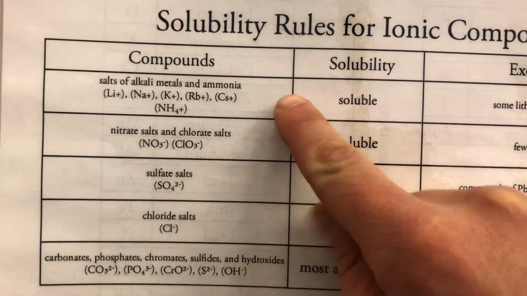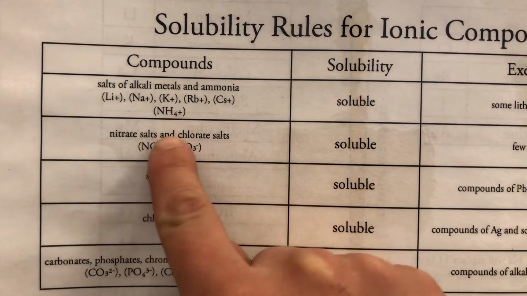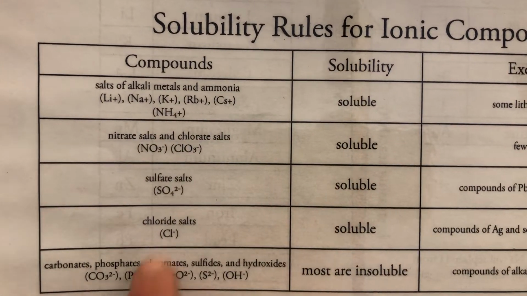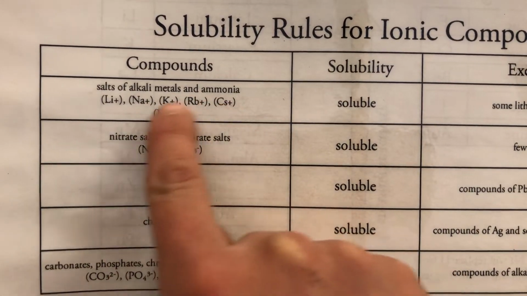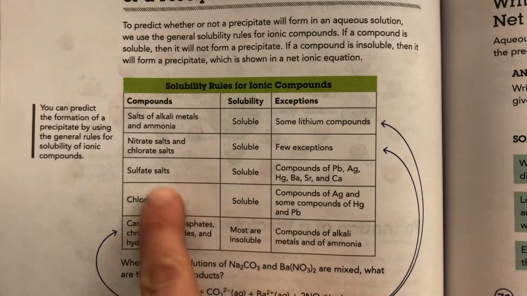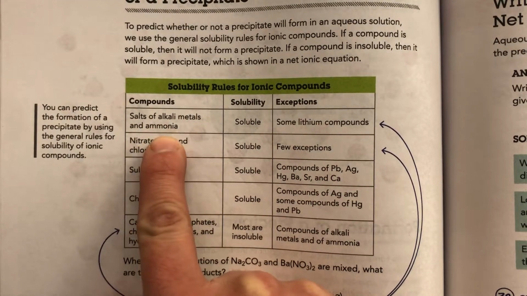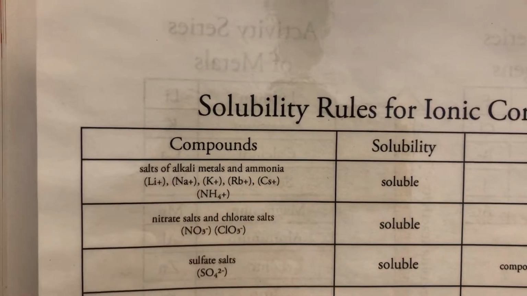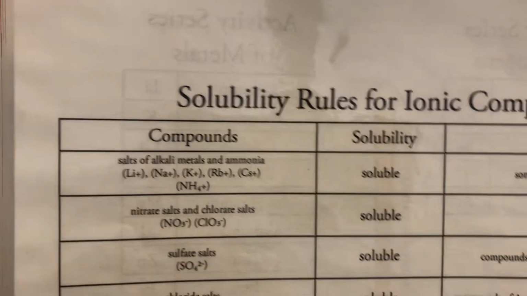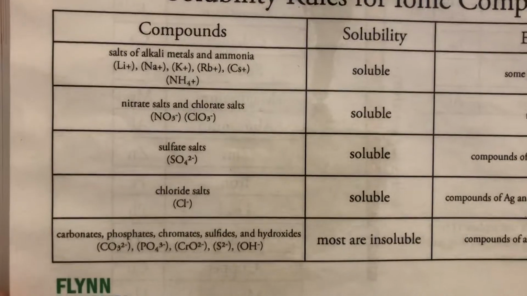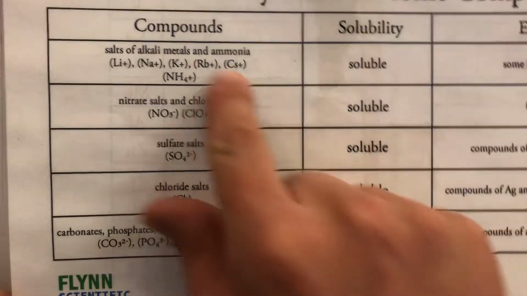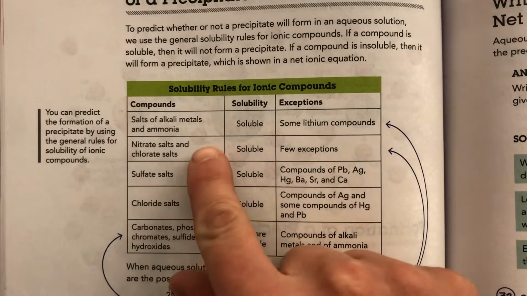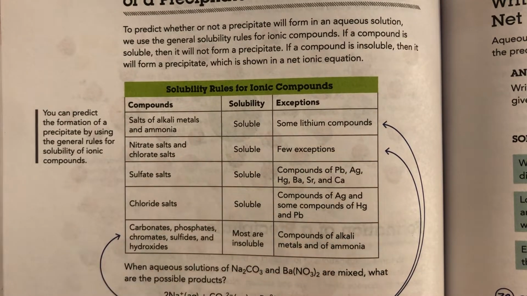And what I've done with this chart that I made myself is I've included what these ions are. Because in the book, it just says salts of alkali metals and ammonia. Well, it's helpful if you can actually see those to help remind you what they look like. So this sheet's a little more comprehensive. You can see a little bit more of what these compounds are, because it just lists them: nitrate salts, chlorate salts.